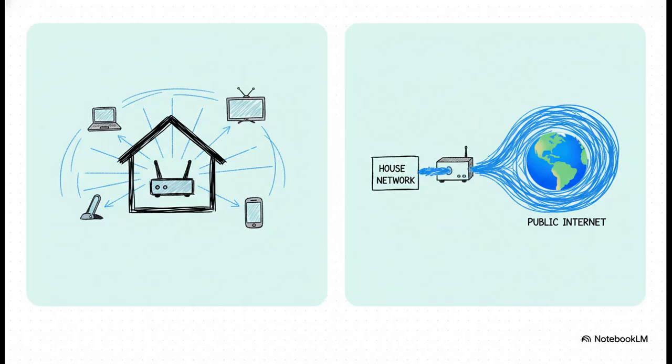So just to be super clear, because this is where a lot of people get mixed up, they do two completely different things. The router creates your local network, connecting all your stuff together. The modem connects that entire network to the global internet. Now, a lot of the time, your provider will give you one box that does both jobs, but inside that box, there are still two separate technologies doing these two very different, very essential things.